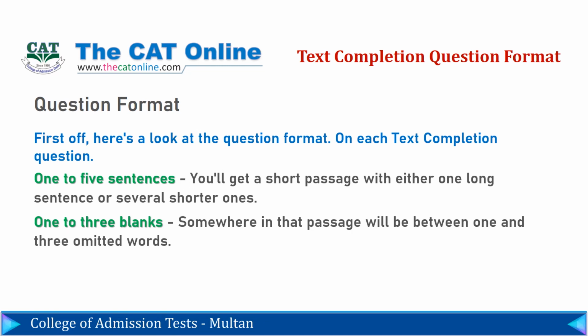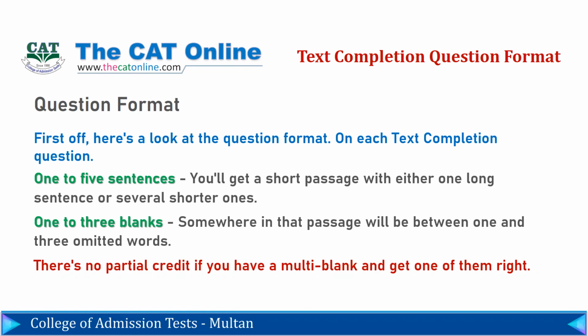Your job is to pick the correct word or words for the blank or blanks. If you get a question with more than one blank, the only way to get credit is to get all of the blanks correct. There's no partial credit if you have a multi-blank and get one of them right. If you remember vocabulary in context questions from the SAT, these are basically the same idea, but with the difficulty bumped up a notch because you have to choose the blanks separately.